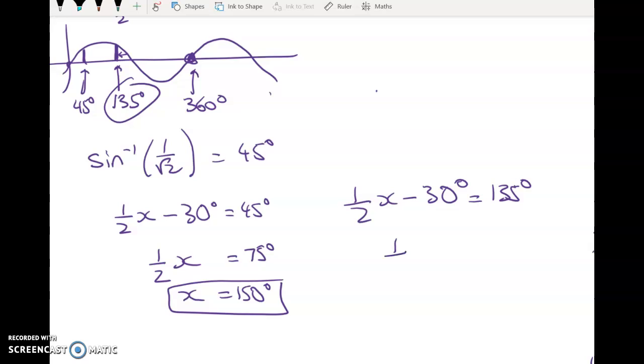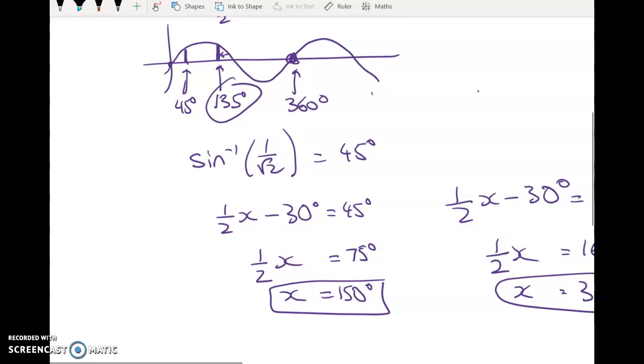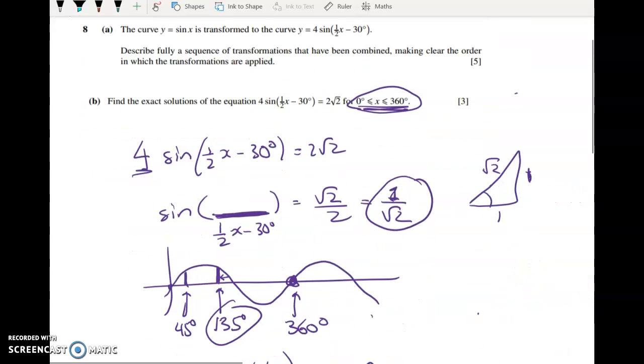Is that right? Just checking if it's a half of x minus, I think I've done something wrong, haven't I? Oh, yep, that's right. Half of x is equal to 165, and so we get x. That's right, x is equal to 330. Okay, so those are your two solutions in there, and you can go and check that they both work fine.